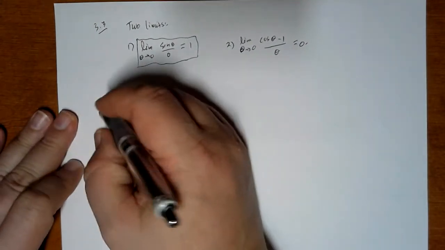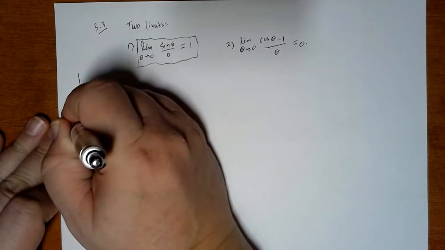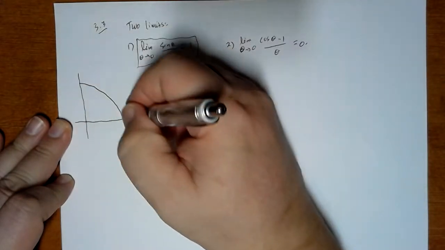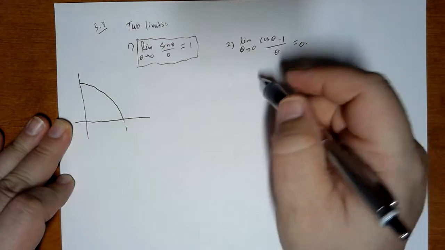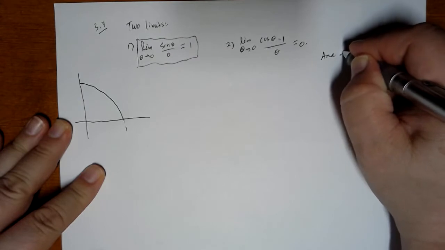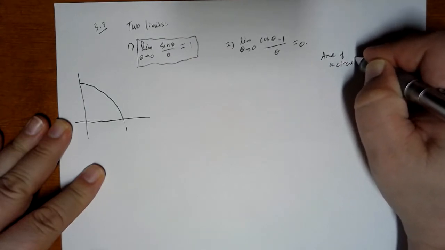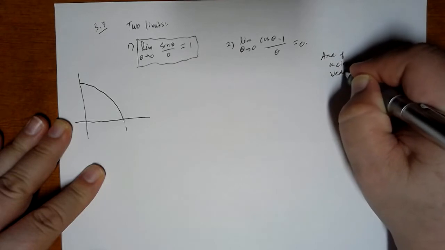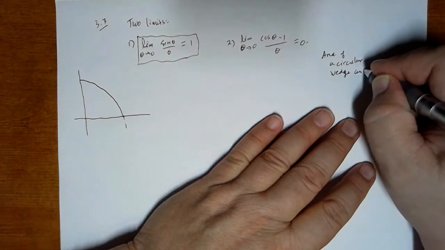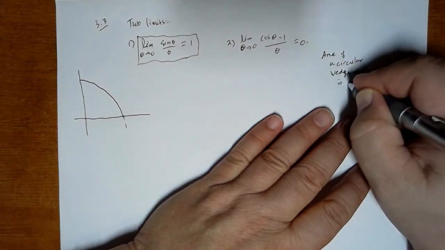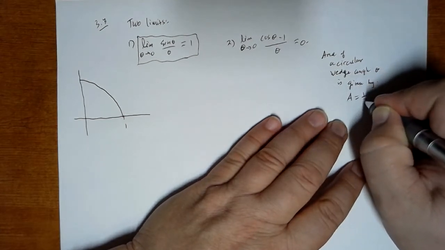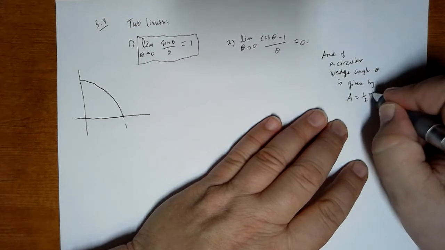So the proof is pretty straightforward, but it relies on some geometry. So let's take a look at some geometry. Here's a circle, quarter circle of radius 1. You'll have to believe me on that. And the other thing we need to know is the area of a circular wedge that cuts out an angle theta. Do you guys know it? The area is 1/2 r squared theta.